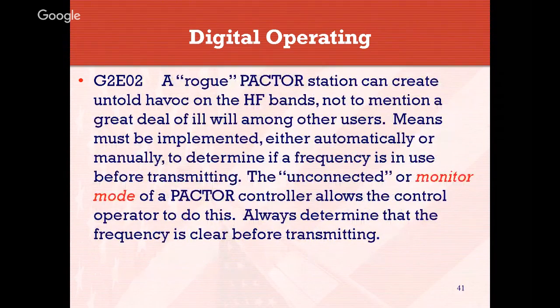All right. Moving right along here, this talks about how a PACTOR modem or controller can be used to determine if the channel is in use by other PACTOR stations. A rogue PACTOR station can create untold havoc on the HF bands, not to mention a great deal of ill will among other users. Means must be implemented either automatically or manually to determine if a frequency is in use before transmitting. So the unconnected or monitor mode of a PACTOR controller allows a control operator to do this. So you always want to determine that the frequency is clear before transmitting, and that's going to be in monitor mode for PACTOR.